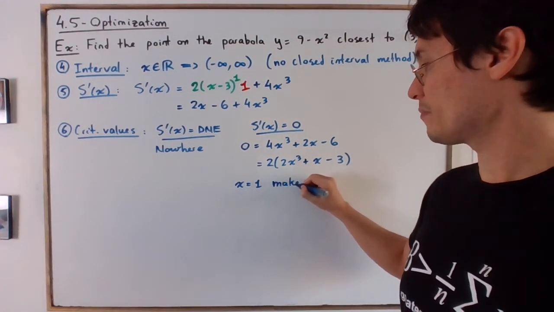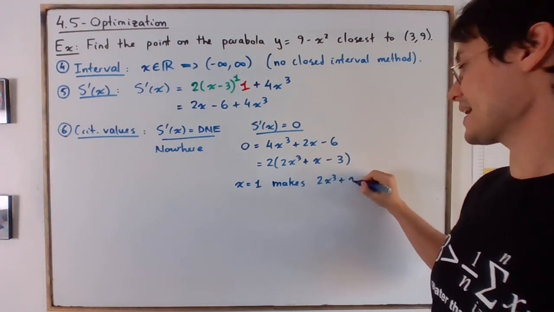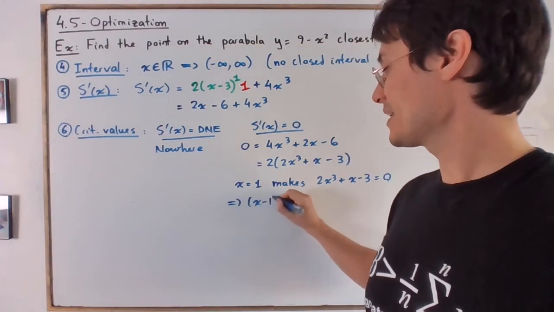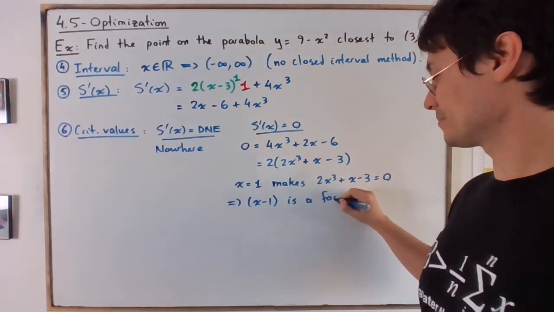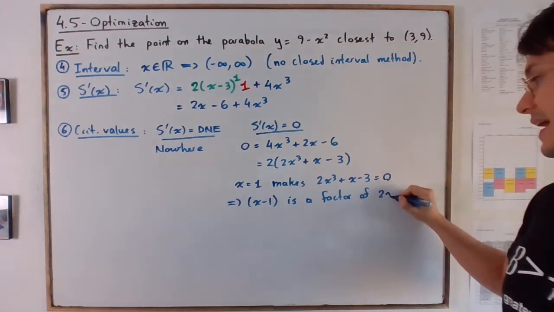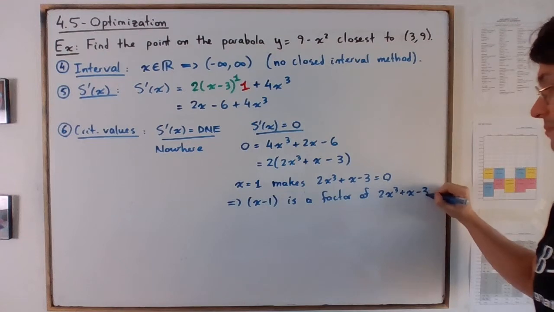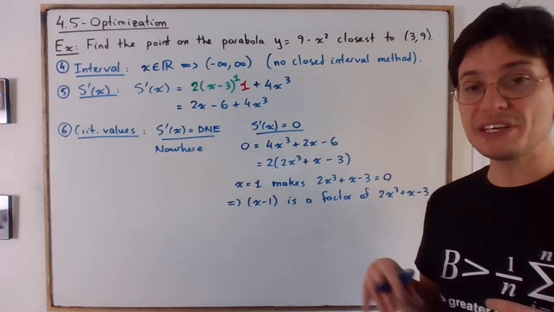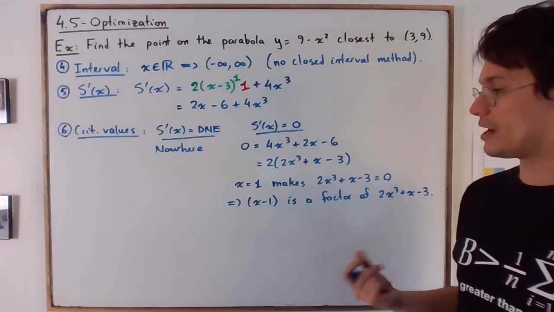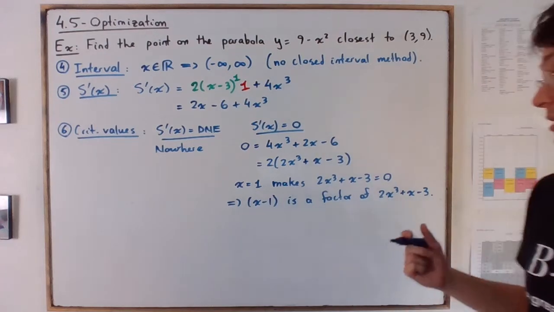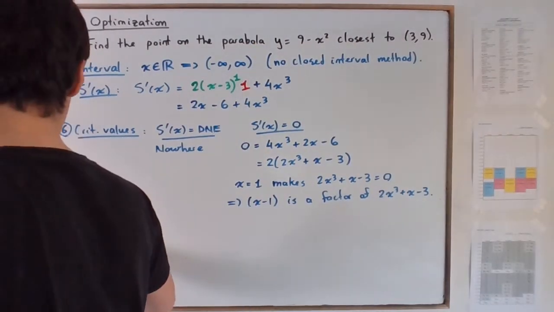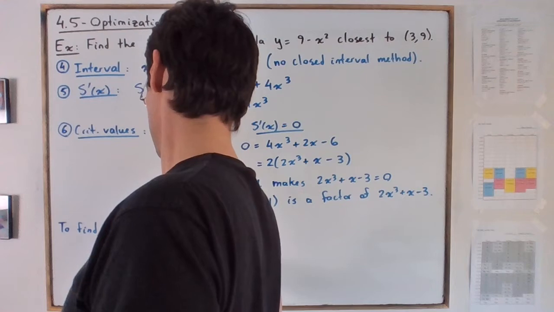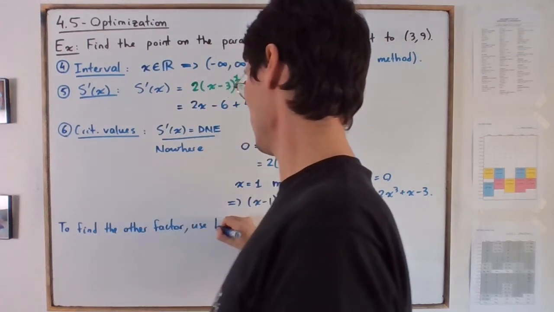So it makes 2x cubed plus x minus 3 equal to 0. And this means that x minus 1 is a factor of 2x cubed plus x minus 3. Now, to find the other factor, we need to perform long division. So let's see if we actually get another solution. So to find the other factor, use long division.